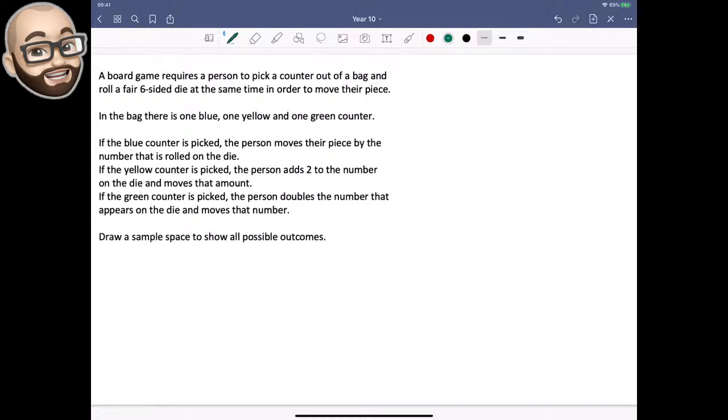A person is required to pick a counter out of a bag and roll a 6-sided die at the same time. In the bag, there's 1 blue, 1 yellow, and 1 green counter. If we pick up the blue counter, then the number of spaces we're allowed to move is just whatever number comes up on the die. If we pick out the yellow counter, though, we can add 2 to the number on the die, and we move that much. If we pick out the green counter, we can double the number that appears on the die.